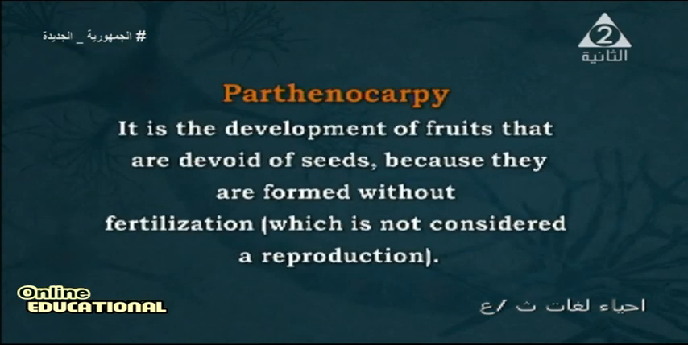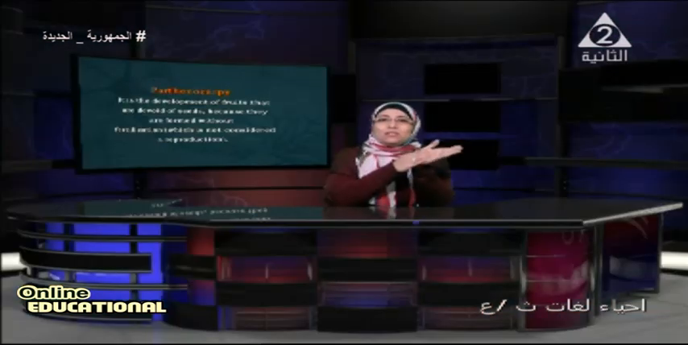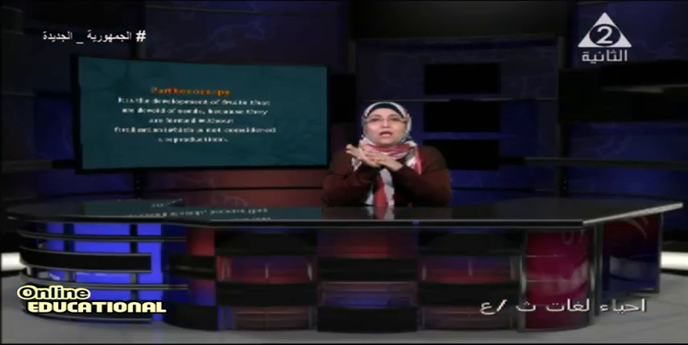What is parthenocarpy? Parthenocarpy is similar to parthenogenesis, okay, but this occurs in plants. Parthenocarpy is the development of fruit devoid of seeds because they are formed without fertilization, which is not considered a reproduction. There are two types, named parthenocarpy and parthenogenesis.